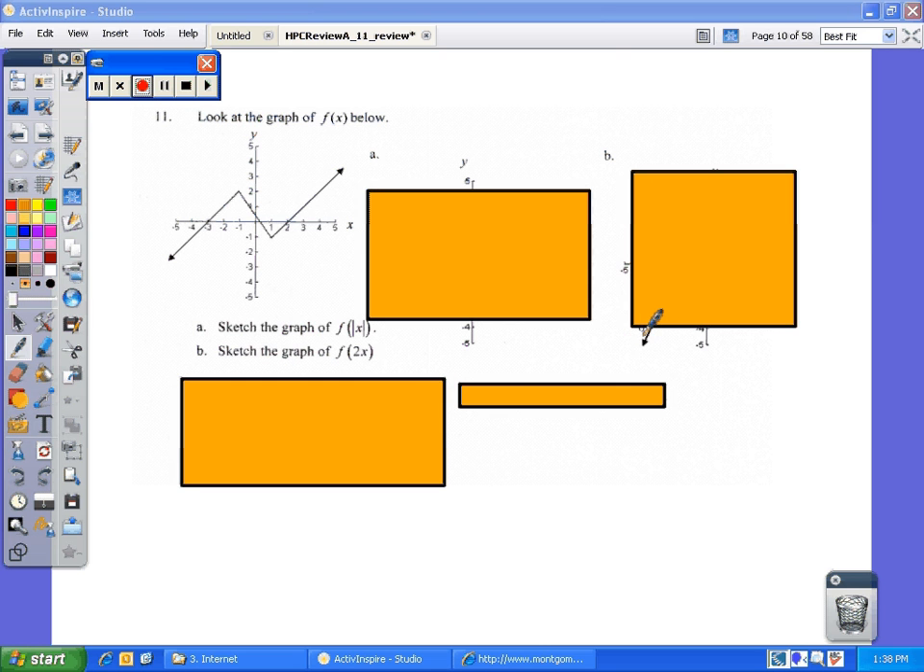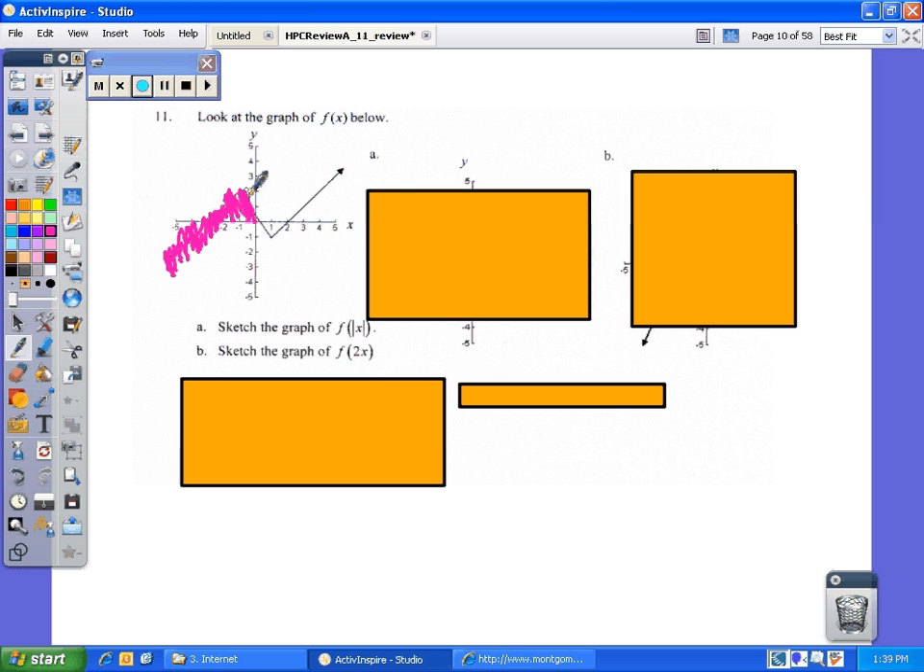In number 11, we're looking at a graph, and we're going to apply two different transformations to it. In part A, we're going to sketch the graph of the absolute value of the original domain. So the easy way to do this is simply take and literally erase the left side, because we're not interested in any x values that were negative.